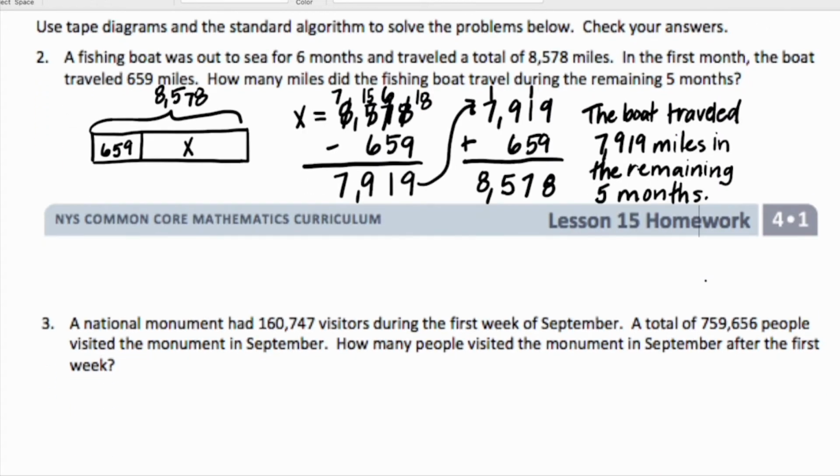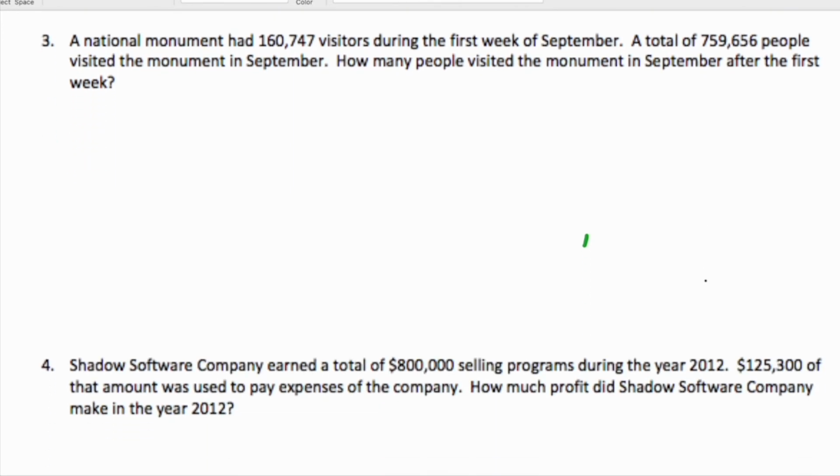Number 3. A national monument had 160,747 visitors during the first week of September. A total of 759,656 people visited the monument in September. How many people visited the monument in September after the first week? All right, they told us the total.